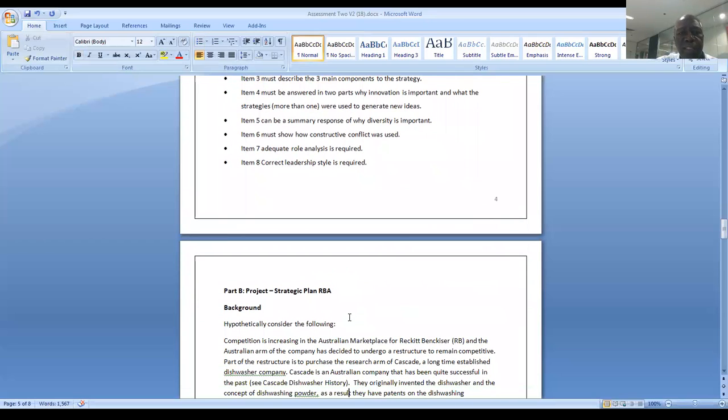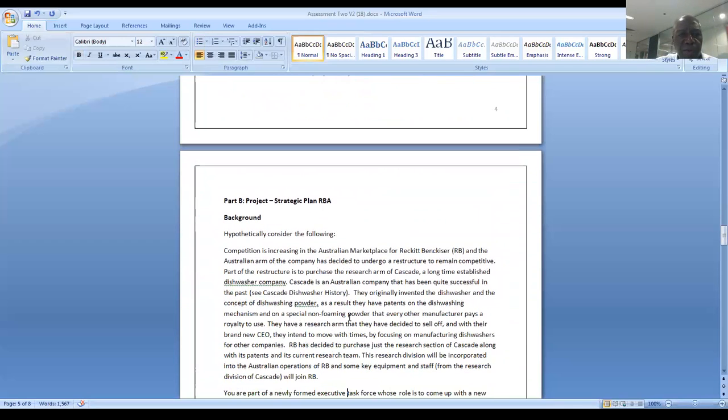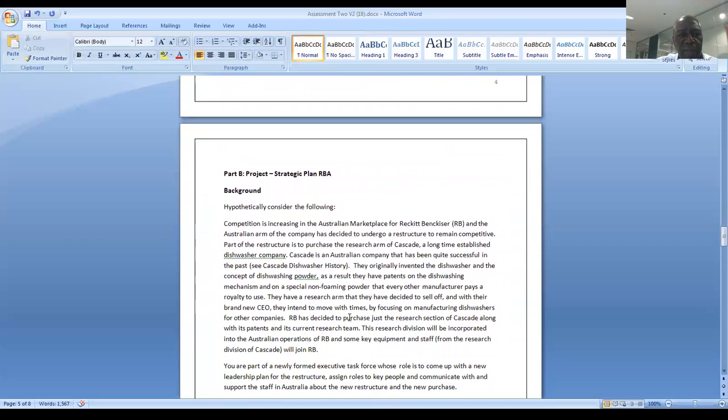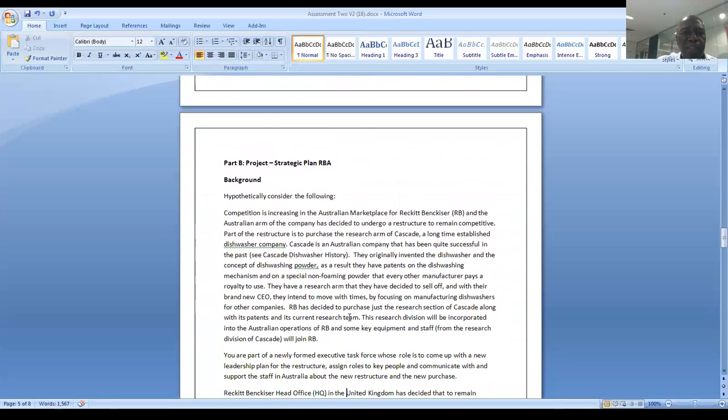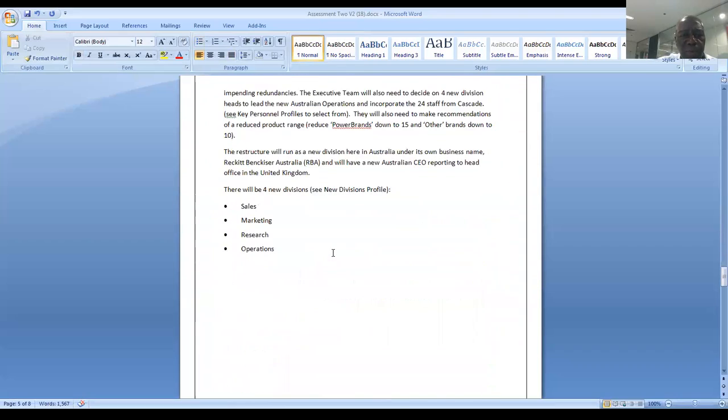Most of the questions there we're not going to delve into, because you're simply taking the answers from the case study. From there, you have to write a project for the strategic plan, and it's a hypothetical. Competition is increasing in the Australian market, and the Australian company has decided to undergo a restructure. The question is, what are you going to do with the restructure? How are you going to explain it to your workers, to your employees?